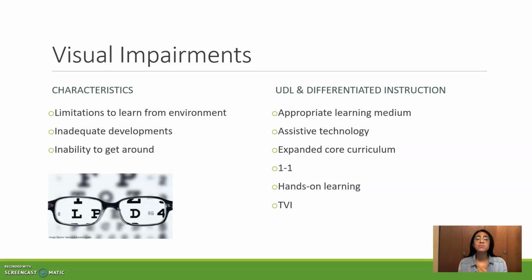And we need to expand core curriculum. We have to focus also on the daily skills that they haven't attained yet, that they will need when they become adults. One-on-one is important, and hands-on learning is also important because if they don't use their vision, they need another way to learn, and that can be with the senses of your fingertips. And having a person who understands what they're going through can help them get through as well.